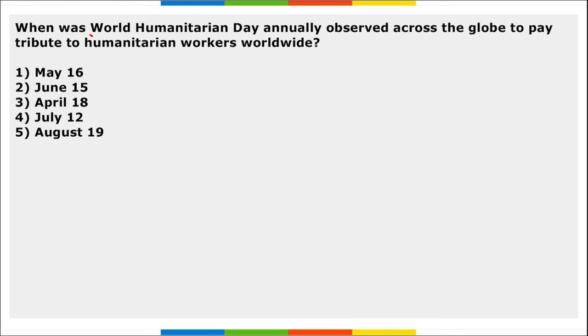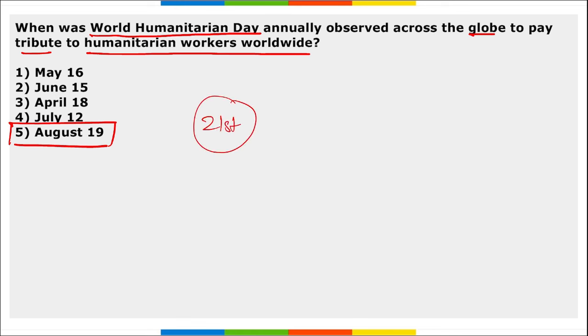Next, when was World Humanitarian Day annually observed across the globe to pay tribute to humanitarian workers worldwide? It is 19th of August, right? And it is to pay tribute to the humanitarian workers worldwide who have been killed or injured while helping the most vulnerable, right? This year it was the 21st anniversary of the tragic attack on the UN headquarters in Baghdad, and for the same reason, to remember all the people who lost their lives, the humanitarian workers who lost their lives in Baghdad, this day is observed.